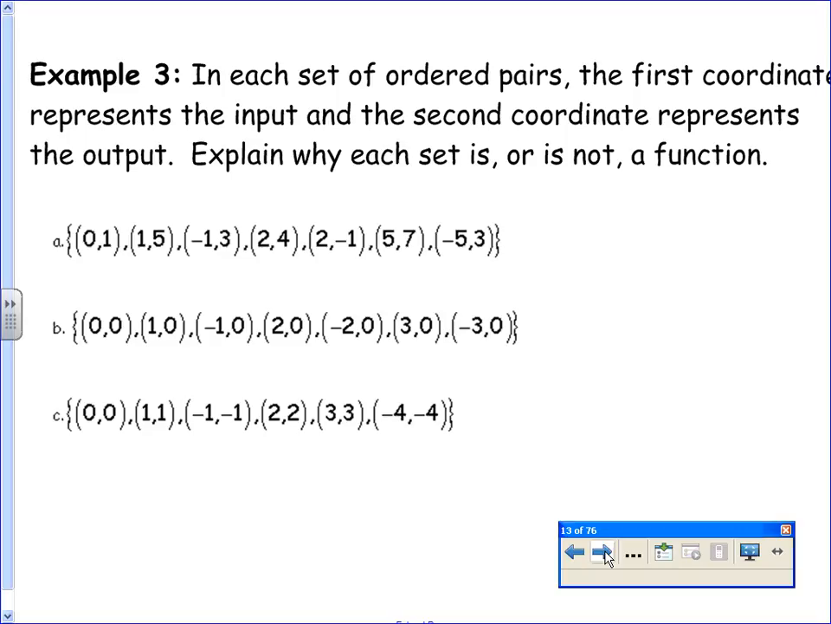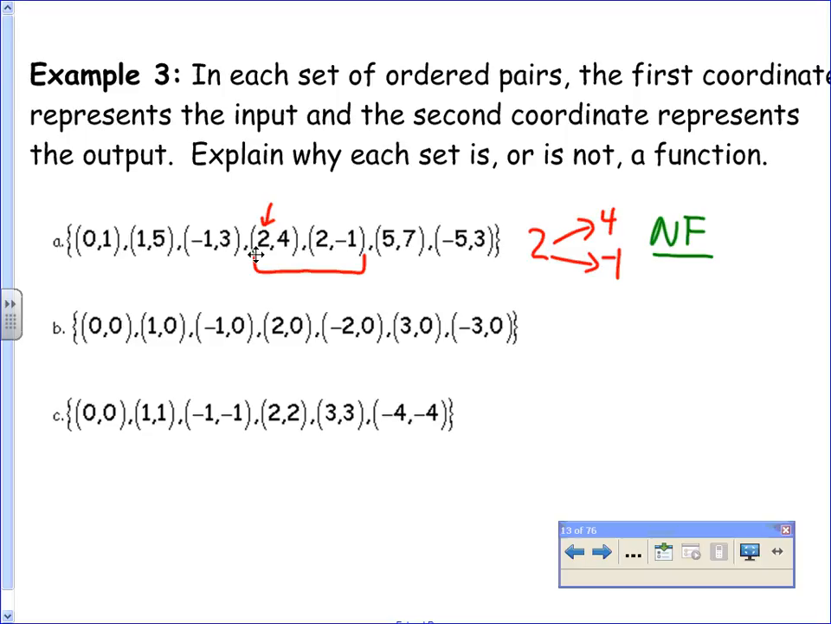Okay, in each one of these, we're going to look at the set, determine whether it's a function or not, and tell why if it's not a function. So the first one, we can go ahead and conclude that it is not a function, because what you're looking for is repeats in your x value. And you notice right here we have an issue. If you input a 2, you might get a 4, or you might get a -1. So this one is not a function. It is a relation though.